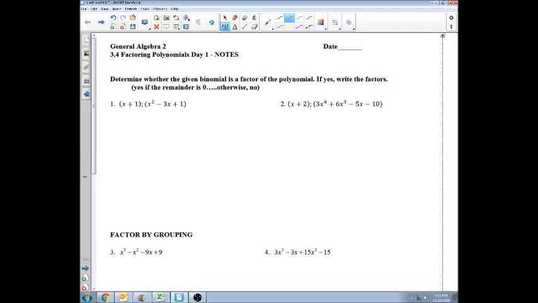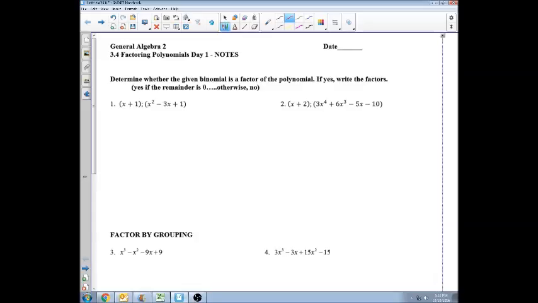The first thing we're going to do is determine whether the given binomial is a factor of the polynomial. If yes, we're going to write the factors. It will only be a factor of the polynomial if our remainder is 0 after we use synthetic division.